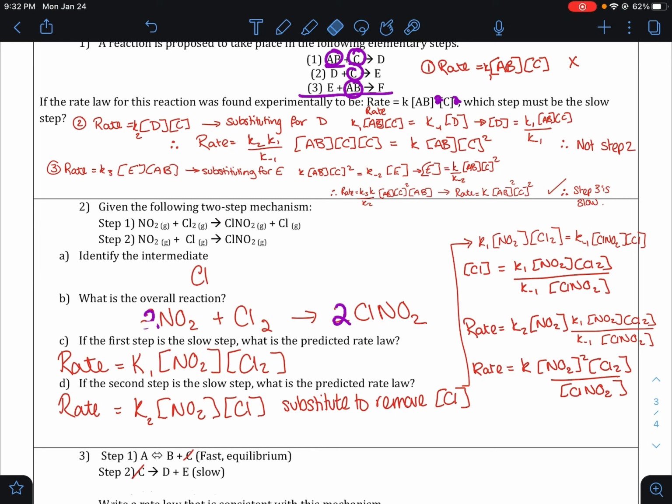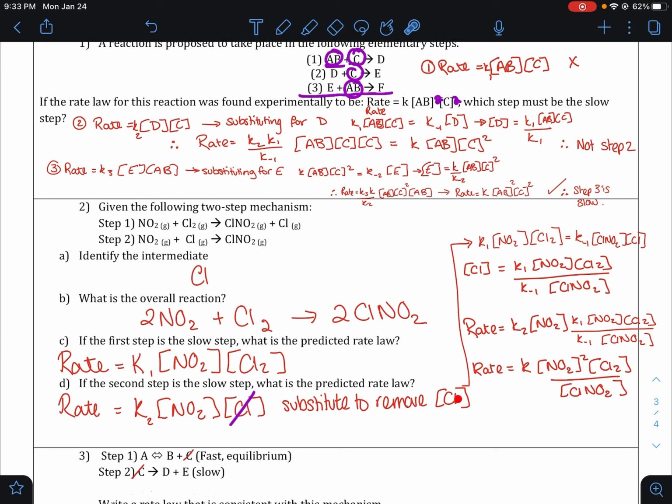That just uses the coefficients out in front. Pretty straightforward, 1 and 1. Put it with a K for our rate constant. If the second step is rate determining, or the slow step, then we have to use our steady state approximation. So for this one here, we would have NO2 and Cl, but since Cl is an intermediate, we have to try to get rid of it. And that's what we're going to try to solve for here.